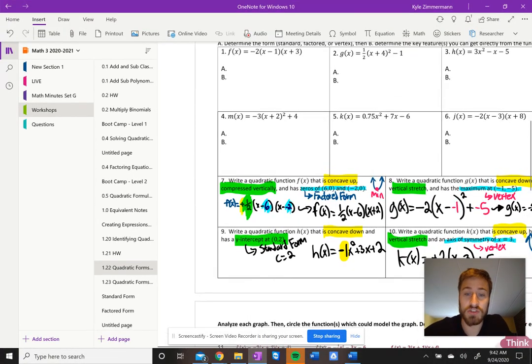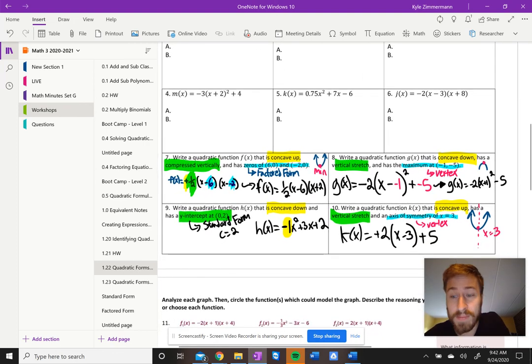Okay, hopefully this has been some help in writing equations. This is essentially the proof that you know your bread and butter between these forms. Do you know the key information, and do you know which ones to select?